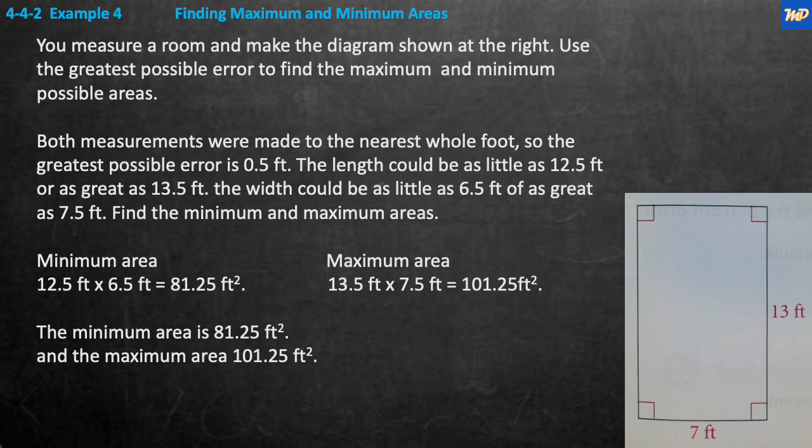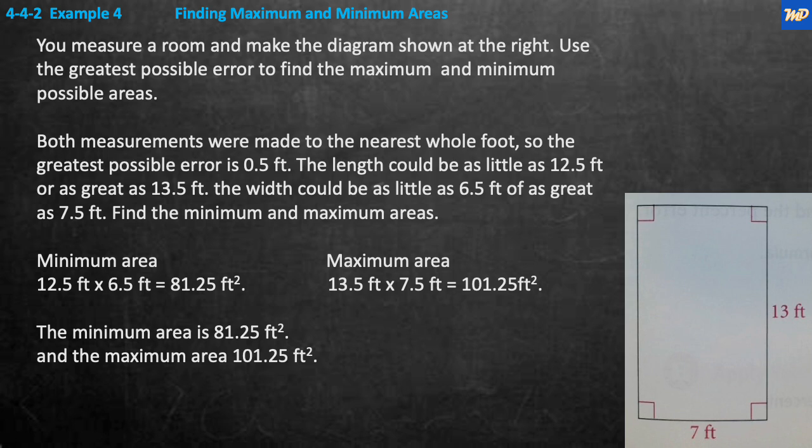Well, the minimum area is, we're going to use the smaller numbers in each case. The as little as numbers, right? So 12.5 feet. It was 13. Now we're using the smaller one, 12.5 times 6.5, which is the smaller from the 7. It's 1/2 foot smaller because 0.5 feet is the greatest possible error. And that will equal 81.25 feet squared.